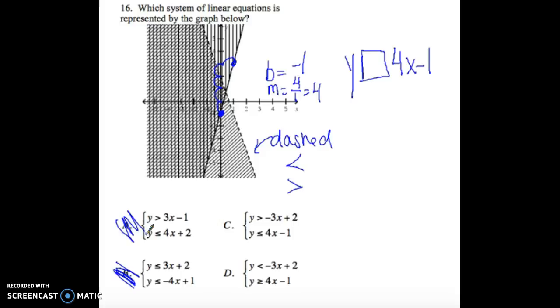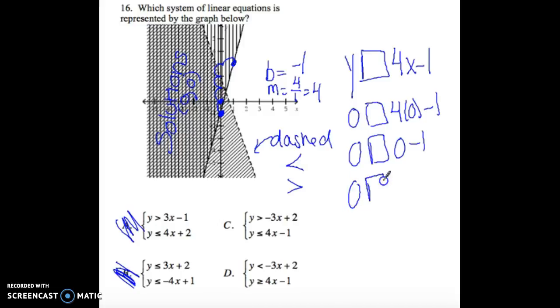Then I thought to myself, let's pick an ordered pair that works for it. Let's try 0, 0 because this is the shaded area. These are the solutions, and 0, 0 is in there. So I said, how does 0 relate to 4 times 0 minus 1? 0 relates to 0 minus 1. 0 is greater than, but since it's solid, it has to be greater than or equal to. And I looked, and D is the only one that has that. And then I could do it again for the other line and see which one worked.